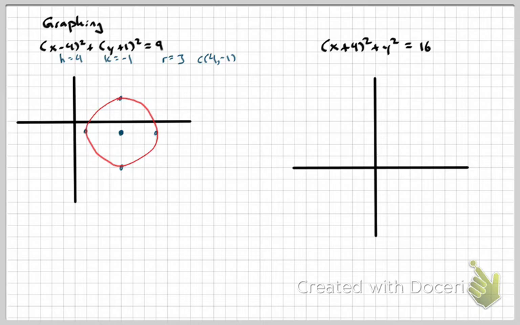Go ahead and pause it. Try the next one on your own. Here my h is -4, my k is 0, my radius is 4. So the center of my circle is at (-4, 0), with a radius of 4. Go to the left 4, right here. Count out 4 in each direction.